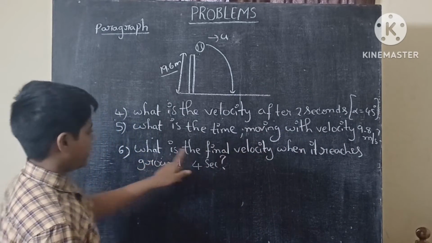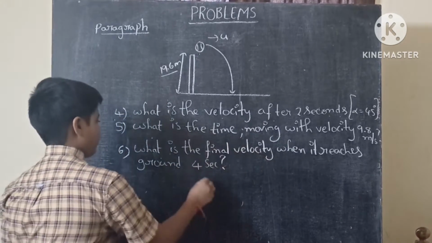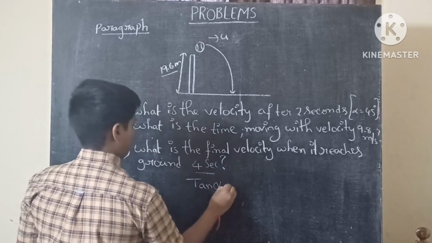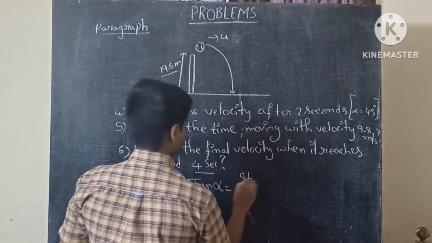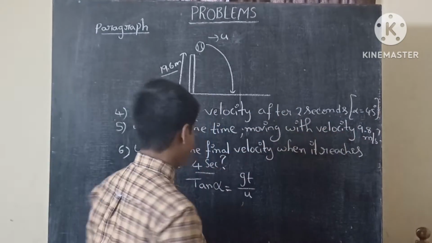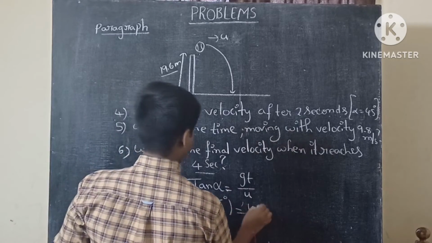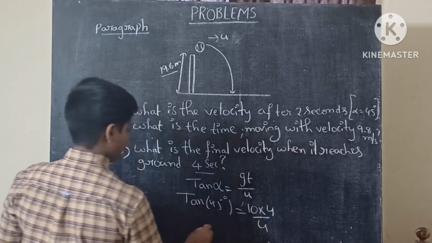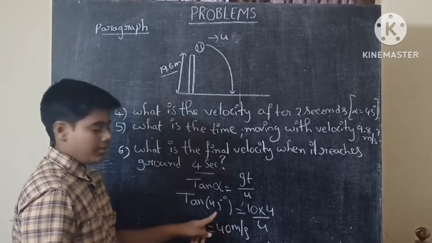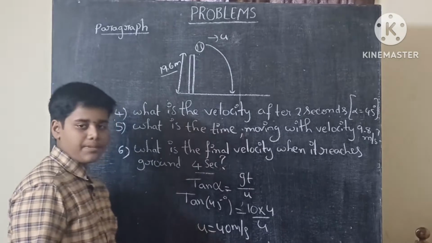So the sixth question, what is the final velocity when it reaches the ground at 4 seconds? First we have to find u using tan alpha equals gt by u. Here alpha is 45 degrees, so tan 45 equals 10 into 4 by u. So 1 equals 40 by u, and u is transferred to this side. u equals 40 meter per second.